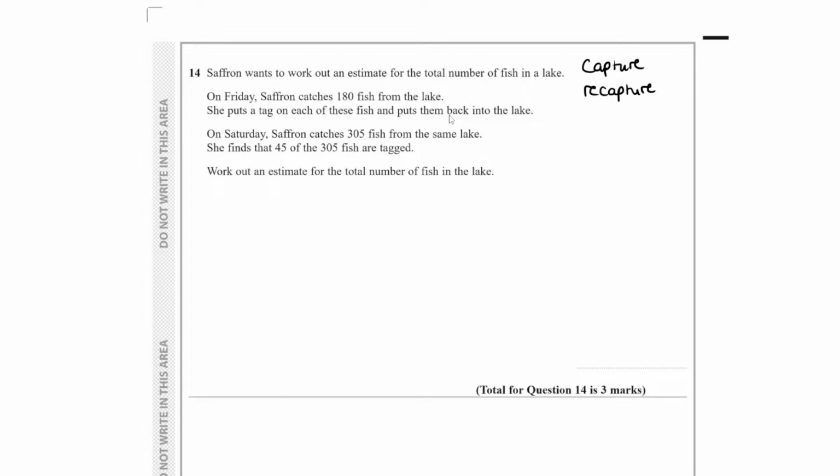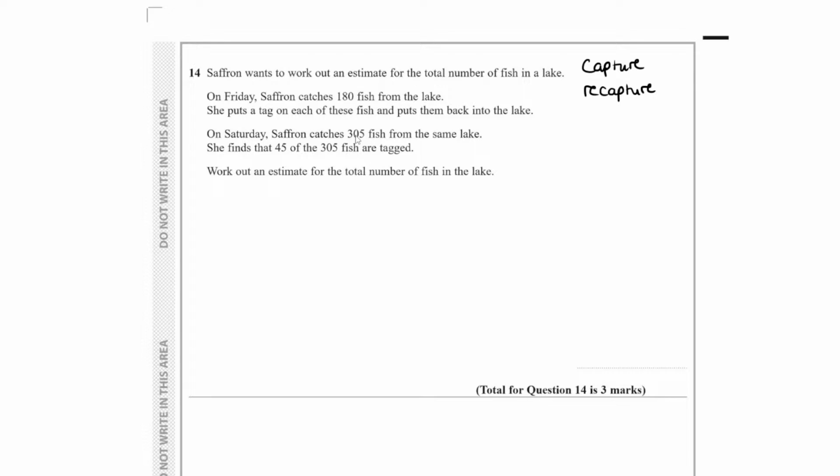So she wants to work out an estimate for the total number of fish in a lake. On Friday, Saffron catches 180 fish from the lake. She puts a tag on each of these fish and puts them back into the lake. And then on Saturday, Saffron catches 305 fish from the lake. She finds that 45 of the 305 fish are tagged. Work out an estimate for the total number of fish in the lake. So it could be fish, it could be any animal. Sometimes they tag them, sometimes they say they mark them, but it's all the same topic.